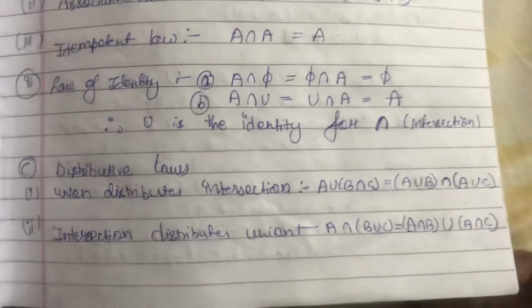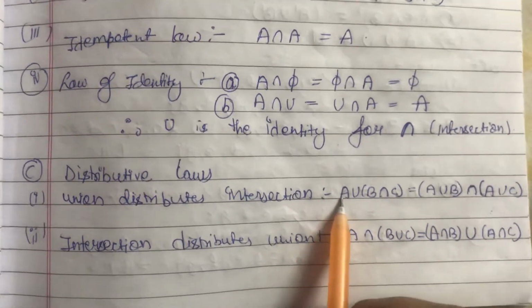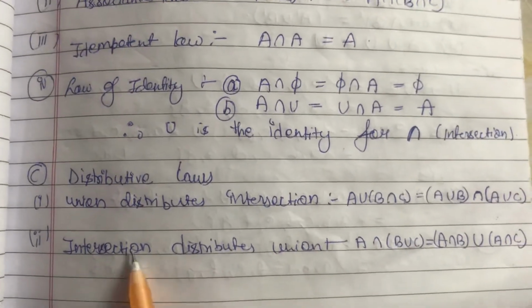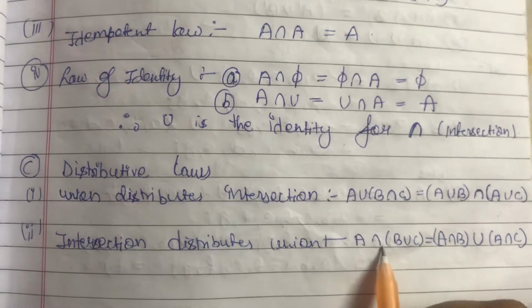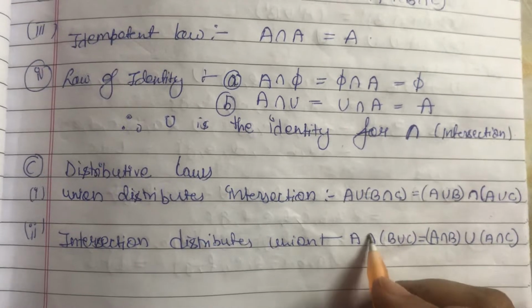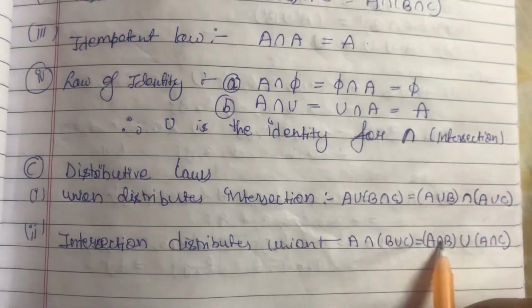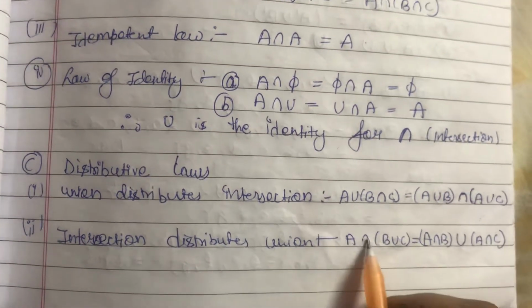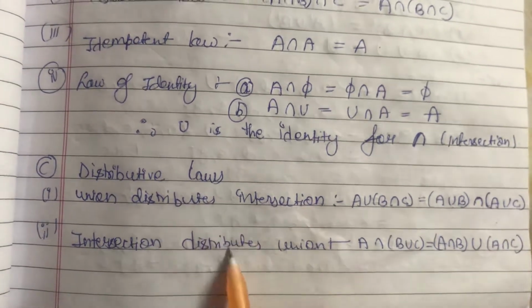The second one, this you need to remember because this is a very important law and we will solve questions based on that. The second one is that intersection distributes union. This states that A intersection (B union C) is equal to, here the symbol is intersection. So first we'll write A intersection B, then we have symbol union, then again A intersection C. So these are the two laws.